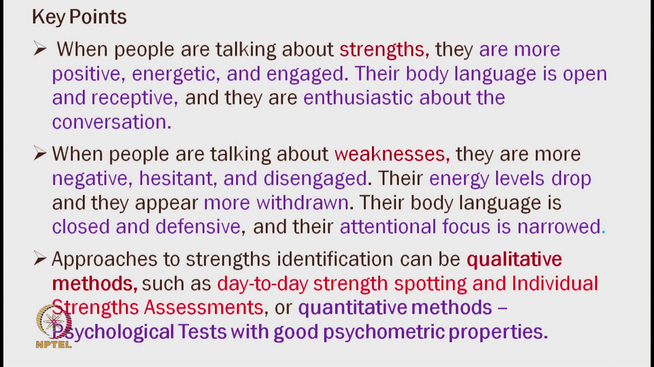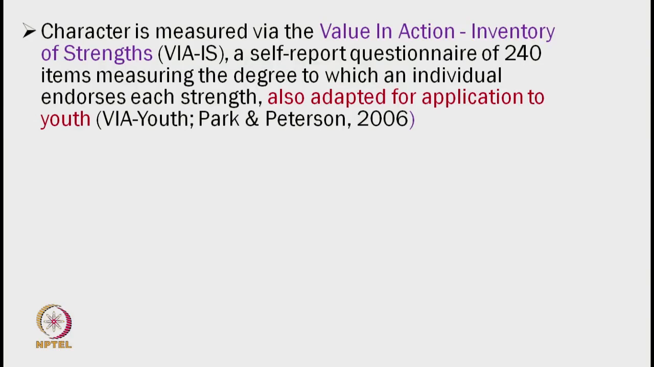So, when we ask how we can assess someone's character strengths, broadly there are two ways. One is qualitative methods, which I discussed in the last two or three slides, where they asked a number of questions, and on the basis of the answers they could identify where this person's character strengths are stronger as compared to others. For example, they could ask about day to day activities, use strengths spotting and individual strengths assessments. In this example, I think the best fit is the Values in Action Inventory of Strengths.